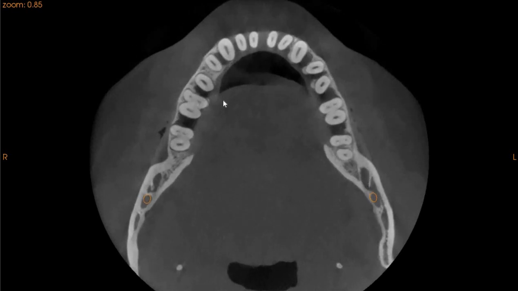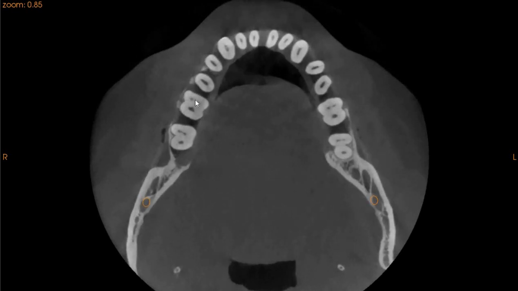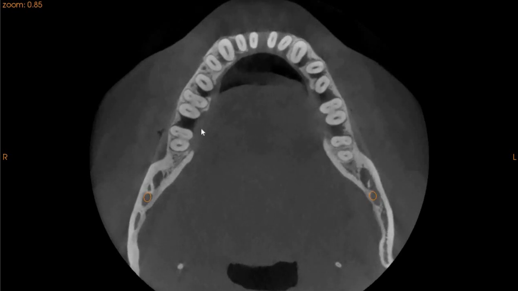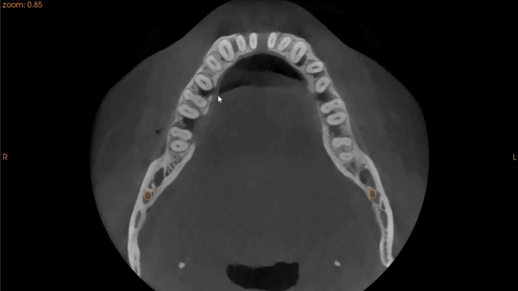We don't see any cracks or any problems in the teeth as such, but there is bone loss more so on the lingual aspect and the distal aspect. So there is definitely, these teeth are periodontally compromised along with the second molars on the lower right hand quadrant.